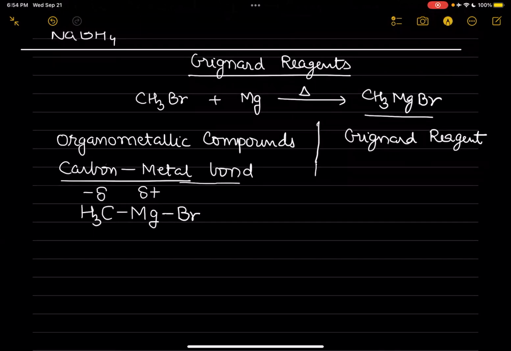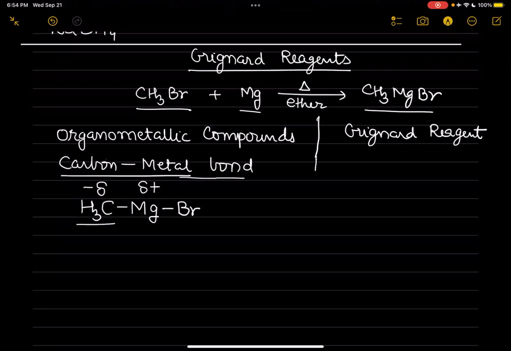Yes, sir. So how do you prepare Grignard? That is very simple. You take alkyl halide, you take pieces of magnesium, you heat it in the presence of ether. Ether is actually used to mix alkyl halide and magnesium. The ether should be free from any water, it should be dry, it should not contain water or alcohol.